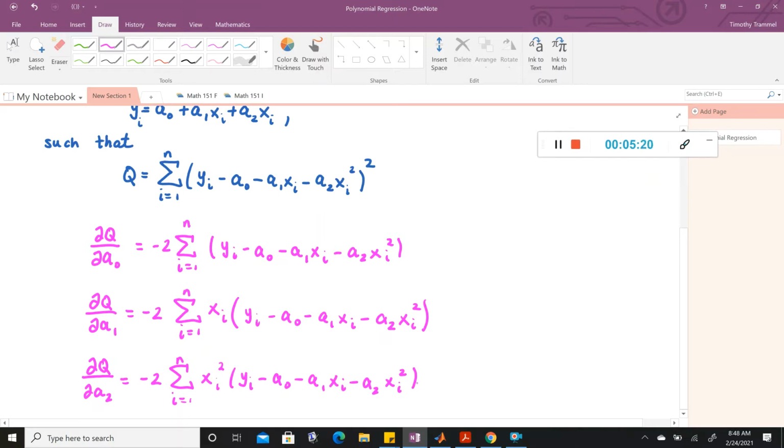Now the question is, what are we going to do with this? We have our 3 partials here. Well, we're going to set these things equal to 0, and we're going to try to break these things up a little bit. Okay, but yeah, these are our 3 partials here.